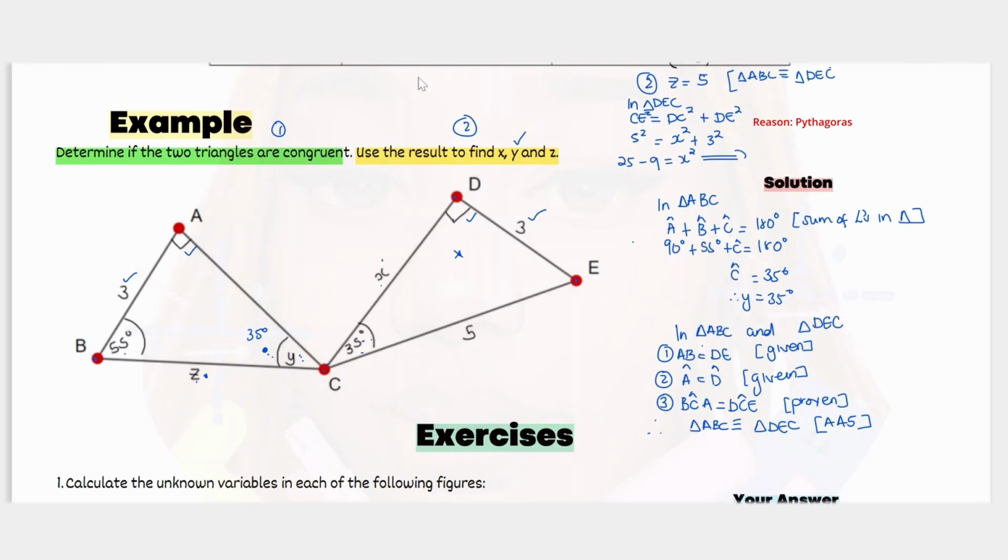Let me just put an arrow that I'm going to continue in this direction. Therefore, 25 minus 9 is going to give me what? Is going to give me 16. So X squared is going to be equals to 16. Then just put an arrow, meaning I'm continuing. Therefore, X is going to be equals to positive 4. And the reason why we don't use the negative is because length is always positive. I hope that made sense.